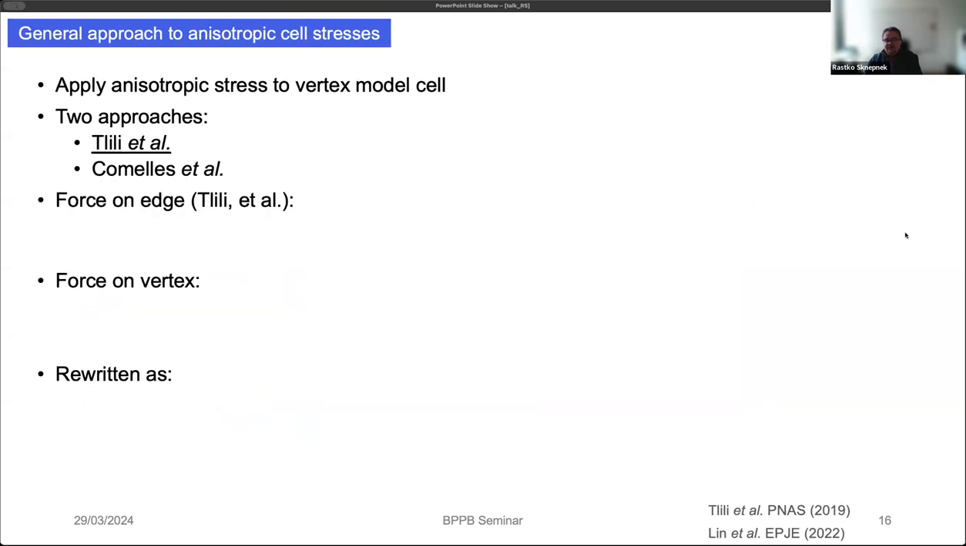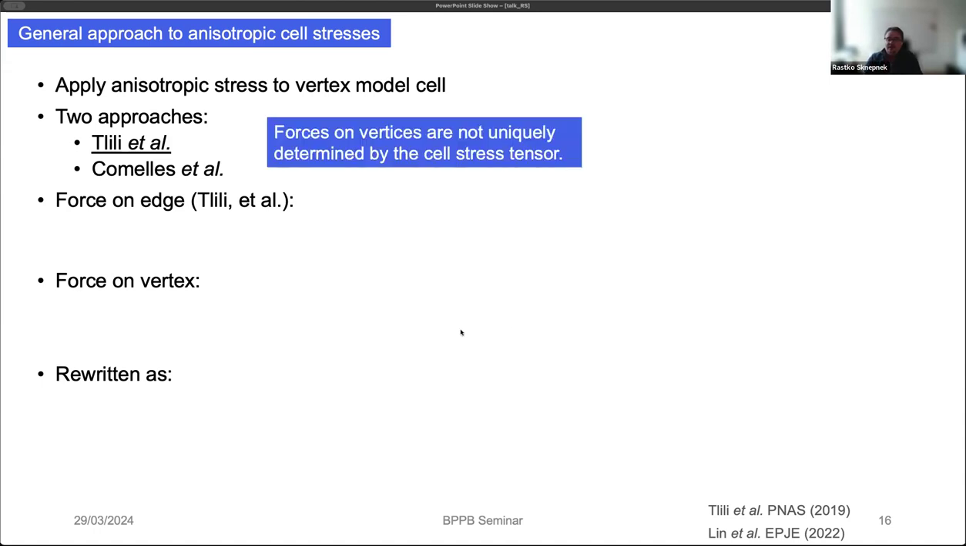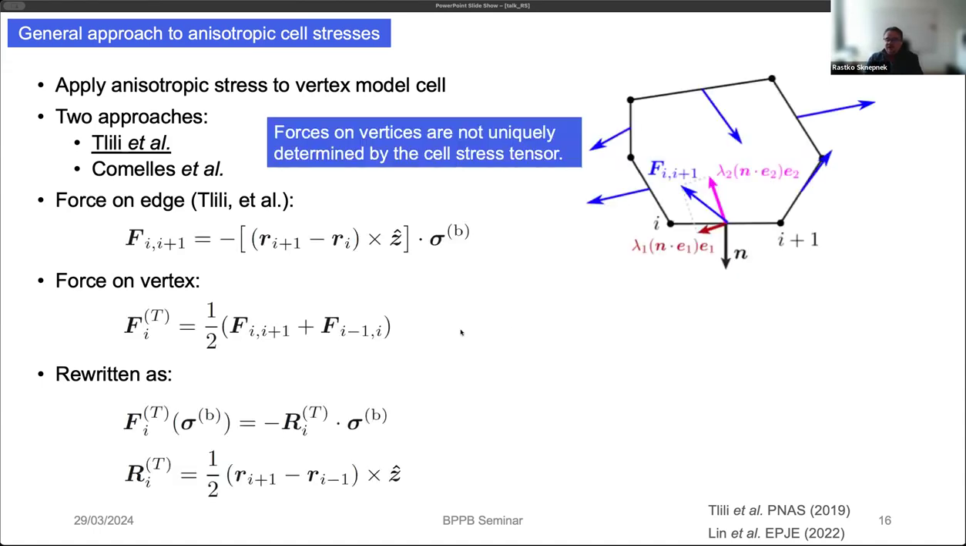around the defect. Okay, but as I said, this was all rather ad hoc, where we pulled this model out of the hat. So one can actually do a little bit more, and we've invoked two very good works of German and French groups, and the idea is very simple: you now prescribe some kind of anisotropic stresses on the cell, and then you use them to calculate the forces on the vertices of that cell.